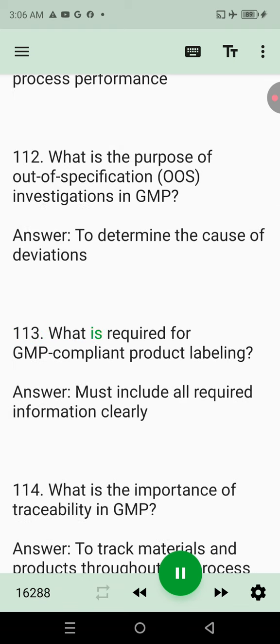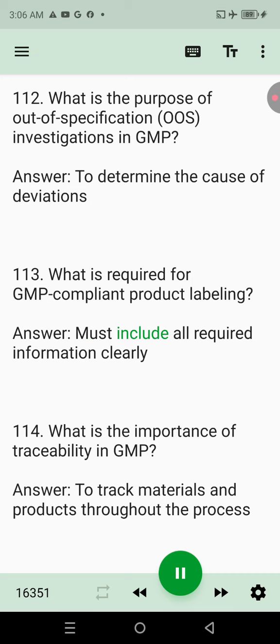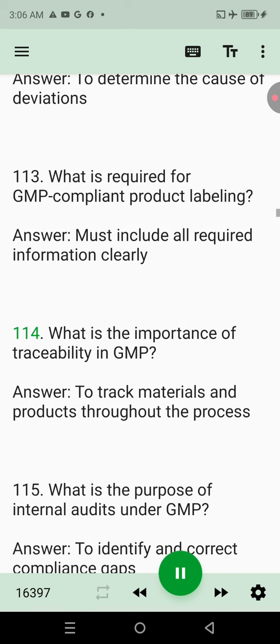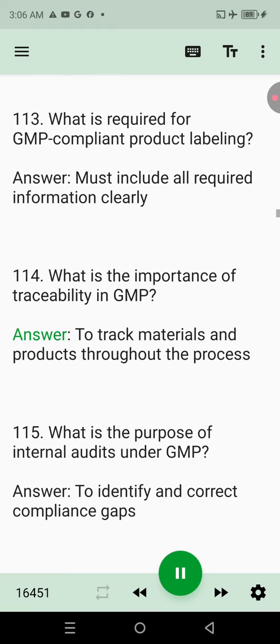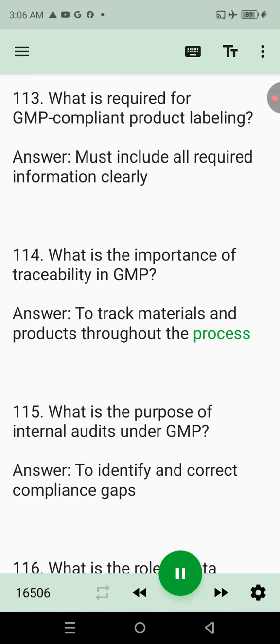113. What is required for GMP-compliant product labeling? Answer: must include all required information clearly. 114. What is the importance of traceability in GMP? Answer: to track materials and products throughout the process.